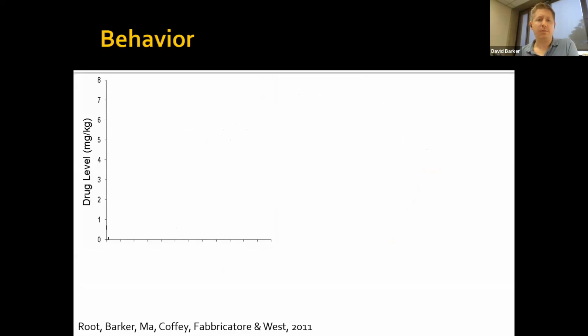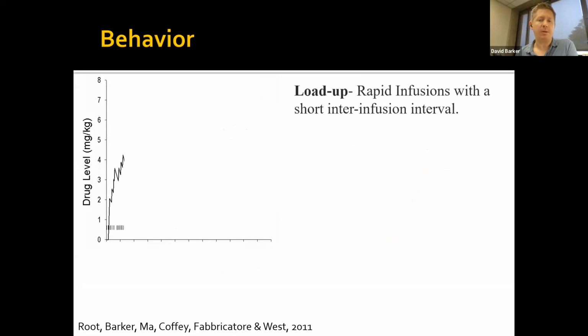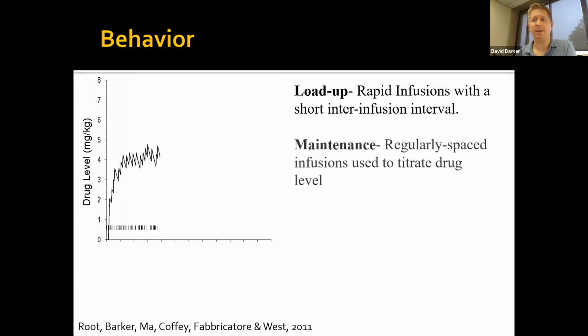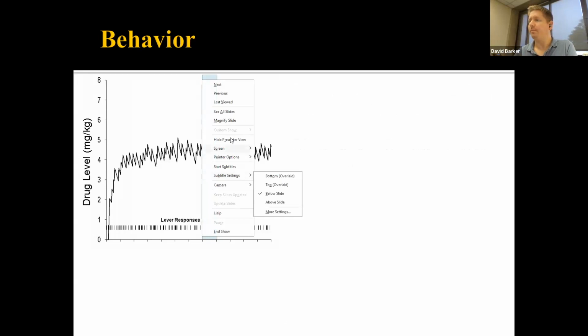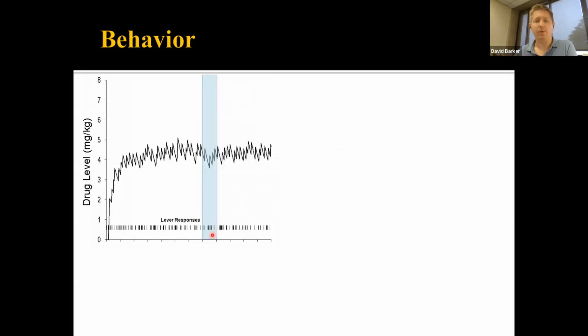So self-administration comes in a very typical pattern. I'm going to be talking mostly today about stimulants, but you'll see there's a lot of similarities in what Kevin had shown, where we have a load-up phase that tends to be characterized by rapid infusions with a very short interinfusion interval, and then it's followed by a maintenance phase where animals will sort of regularly space their infusions. And we think of this as titrating their drug level. And if you notice, one feature of this is that when drug level falls, even just a little bit, you can see the rate of responding down below will increase.